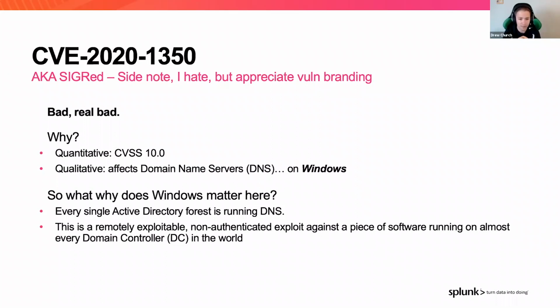From a qualitative perspective, it affects DNS servers on Windows. So when you think about this, why does Windows matter here, right? Think about all the ISC BIND vulnerabilities that you're going to see coming out if you follow the NVD or ExploitDB or any of the security lists out there. It's important to note that every single Active Directory forest, which is the biggest grouping container of Active Directory and authentication inside of a Windows environment for those who are maybe not Windows administrators, they're all running DNS.